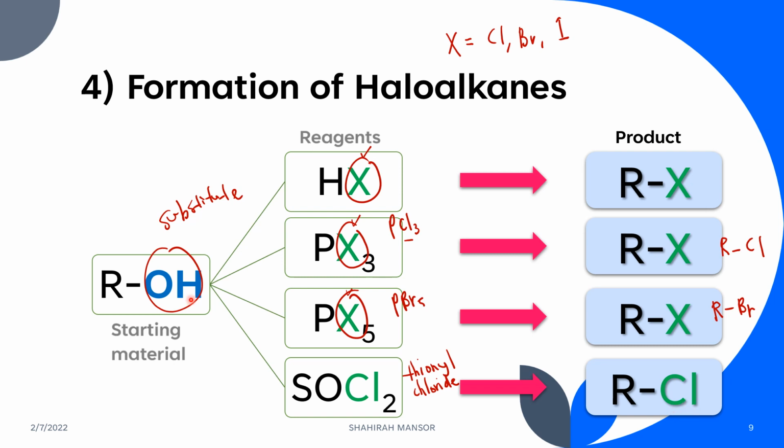Okay, so basically these are the way to predict product daripada reaction of alcohol dan juga these reagents. So konsepnya adalah direct substitute OH dan juga halogen di sini. Okay, and you will get product iaitu haloalkanes.